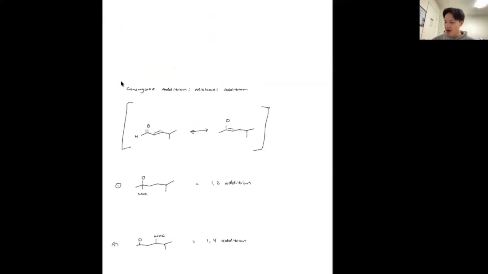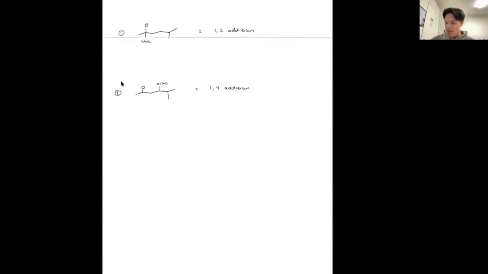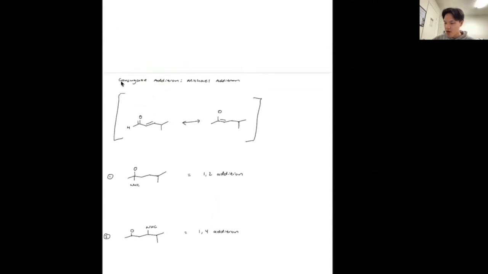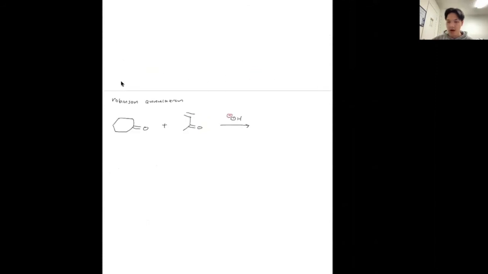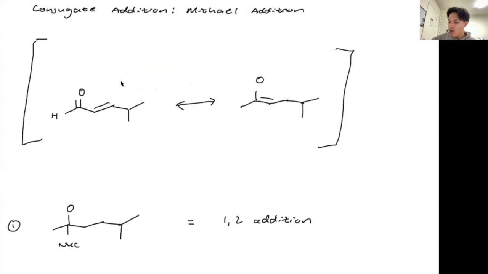visualization based, right? So now we're going to move on to Michael addition, which is our second to last chapter, our second to last topic that we talk about. And then we have our Robinson annulation, which is a really big one. Okay. So we formed this alpha beta unsaturated carbonyl, right?